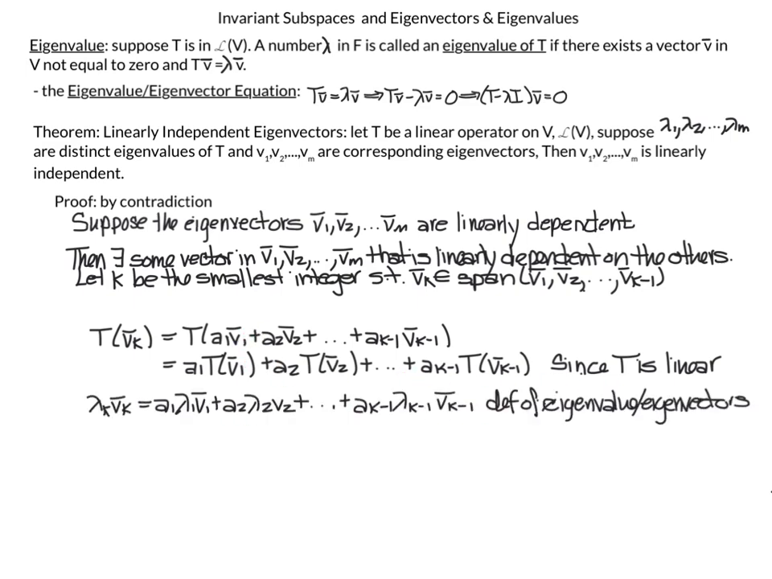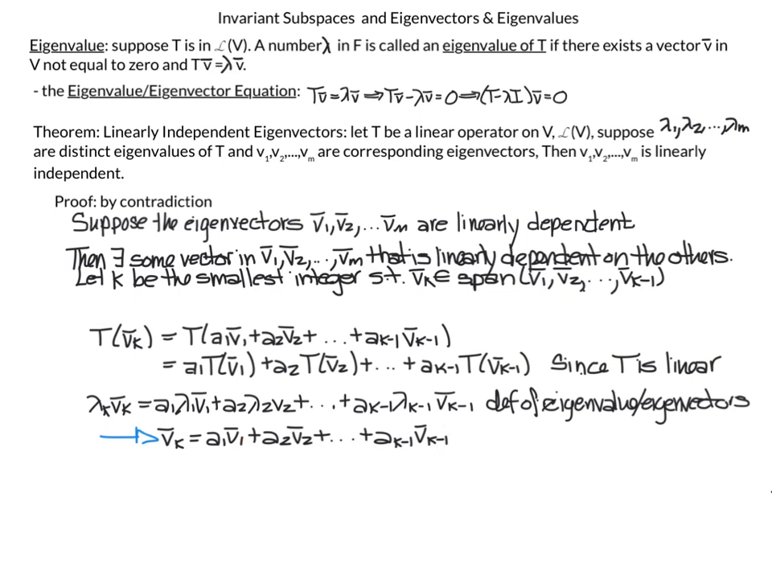But since v1, v2 up to vk, and actually also up to vm, they're all eigenvectors, we can write this as lambda k vk, and T of v1 now becomes lambda 1 v1, T of v2 becomes lambda 2 v2, all the way up to k minus 1. We can now take our vk, written as our linear combination of the previous k minus 1 vectors.